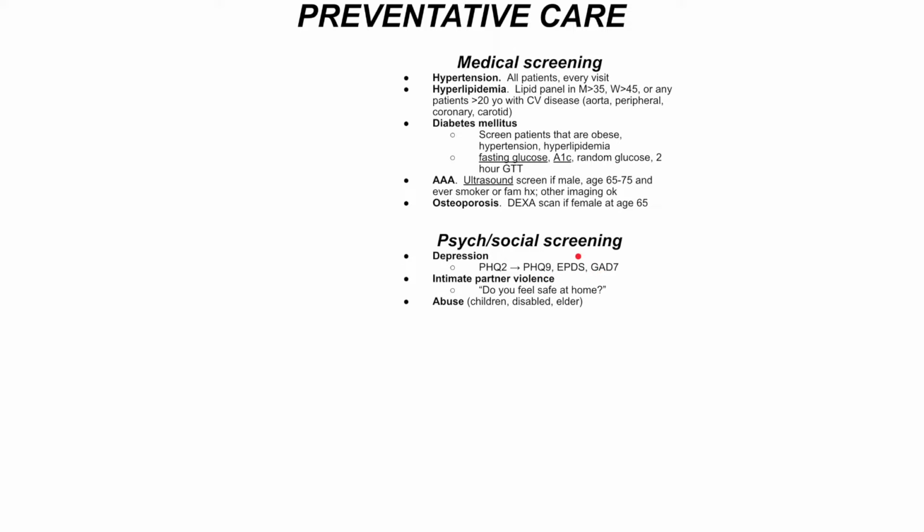These are often done at annual visits for adults and for kids older than maybe 12 or 13. We also screen for intimate partner violence. Now, a quick, easy way to do this is to simply ask their patient, do they feel safe at home?